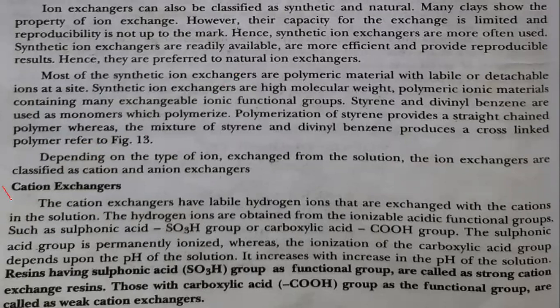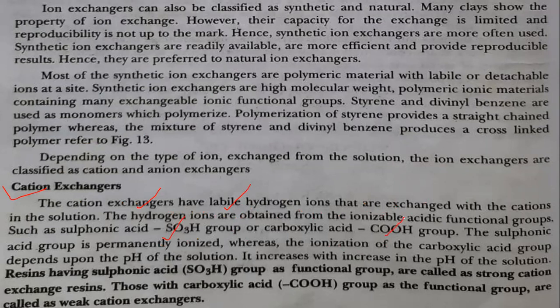Now see the cation exchangers. The cation exchangers have a labile hydrogen ion that is exchanged with the cations. Labile means that it can be easily removed. Hydrogen ions are obtained from the ionizable acidic functional group, like the sulfonic acid functional group and carboxylic acid functional group.